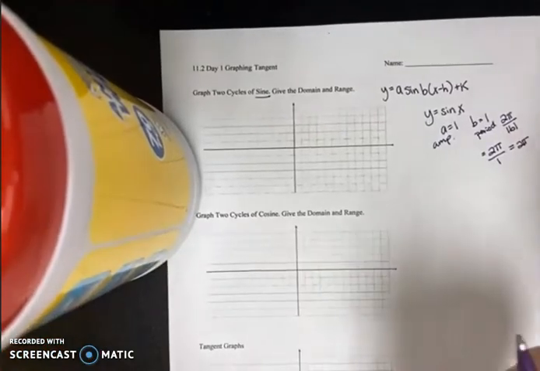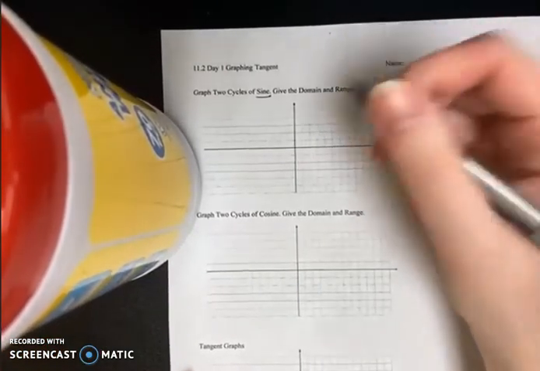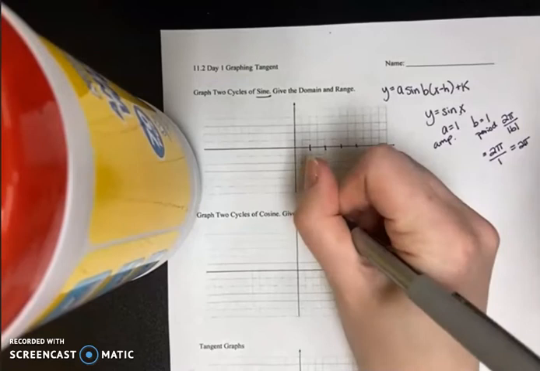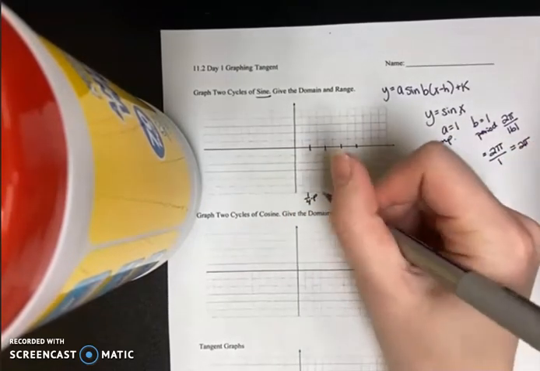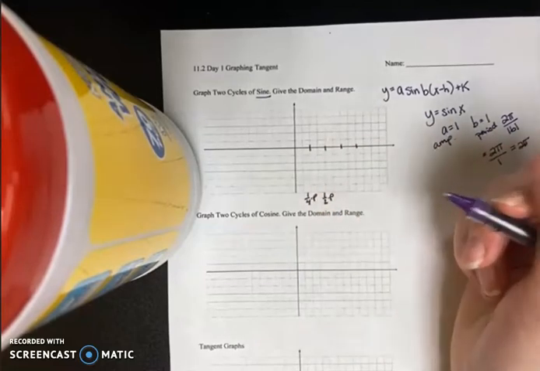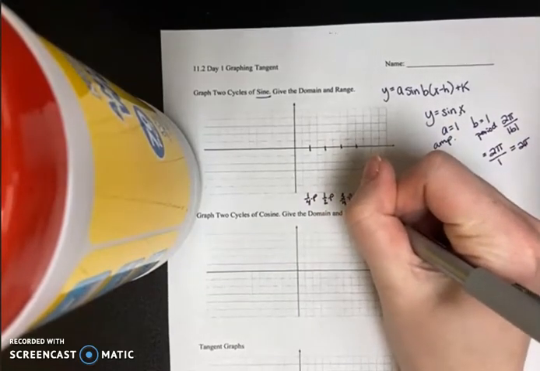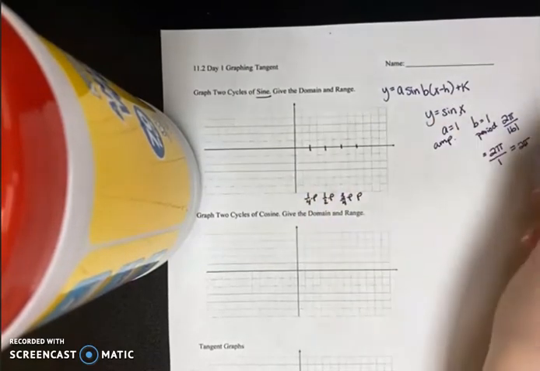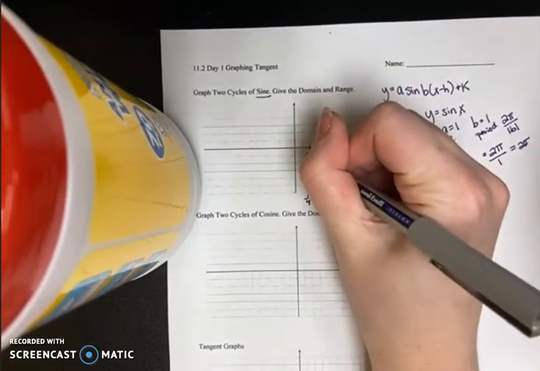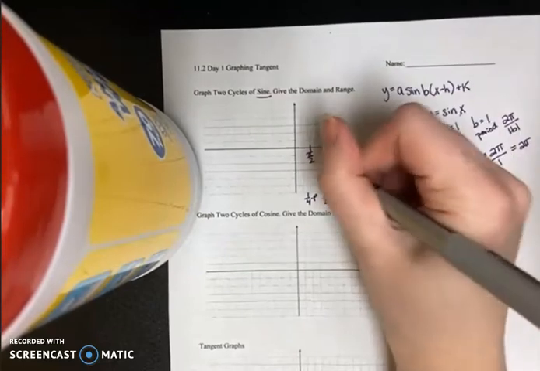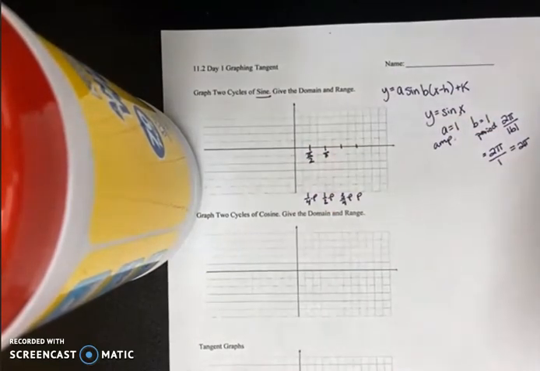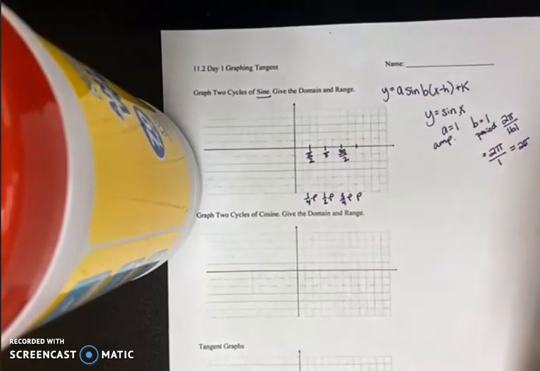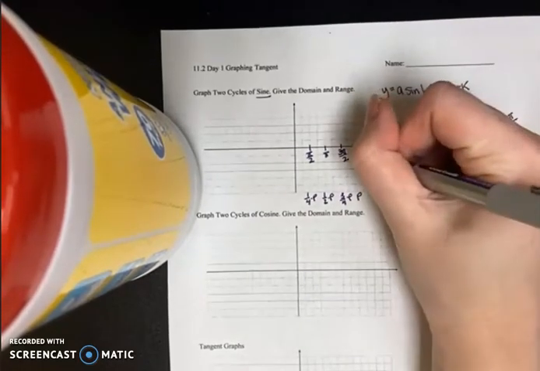Now, when you are graphing sine, I'm going to do it the way we did in class. I have 4 tally marks. The first tally mark is 1/4 of the period length. The second tally mark is 1/2 of the period length. The third tally mark is 3/4 of the period length. And then the fourth tally mark is the full period length. So 1/4 of 2 pi is pi over 2. 1/2 of 2 pi is pi. 3/4 of 2 pi would end up being 3 pi over 2. And then the full period is 2 pi.